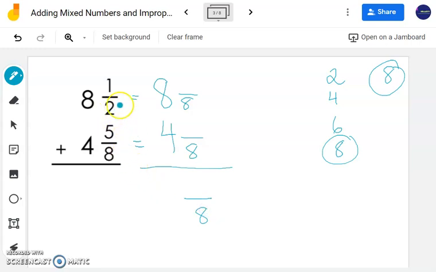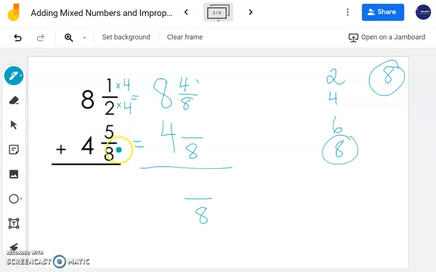So now I'm going to look at 8 1/2. 2 times what number is 8? Well, 2 times 4 is 8. So if I multiply my denominator by 4, I multiply my numerator by 4 as well. 1 times 4 is 4. So this is telling me that 8 1/2 is equivalent or equal to 8 4/8.